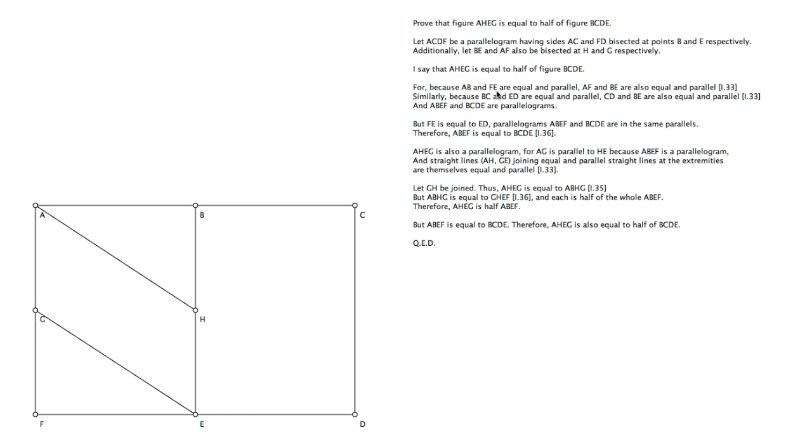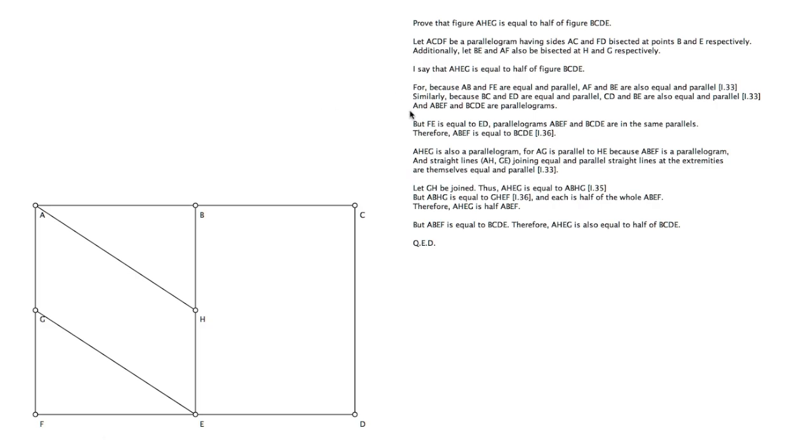Because AB and FE are equal and parallel, and we know that they're parallel because they're in a parallelogram, and we know that they're equal because we bisected the top and the base of this parallelogram. So we know that those are equal. And we also know, therefore, that AF and BE are also equal and parallel, and this is by proposition 33, which states that if you have two lines which are equal and parallel and they're joined at the extremities by other two lines, those two lines joining the equal and parallel lines will themselves be equal and parallel.